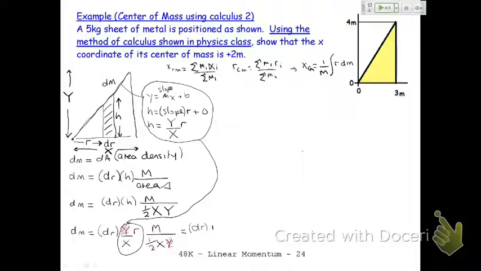dr times r times m. Let's bring that half and make it a 2 on top over x squared, which equals, now let's rearrange. Wouldn't it be x squared? X squared, thank you. So let's rearrange things. So that's going to be 2m r dr over x squared.